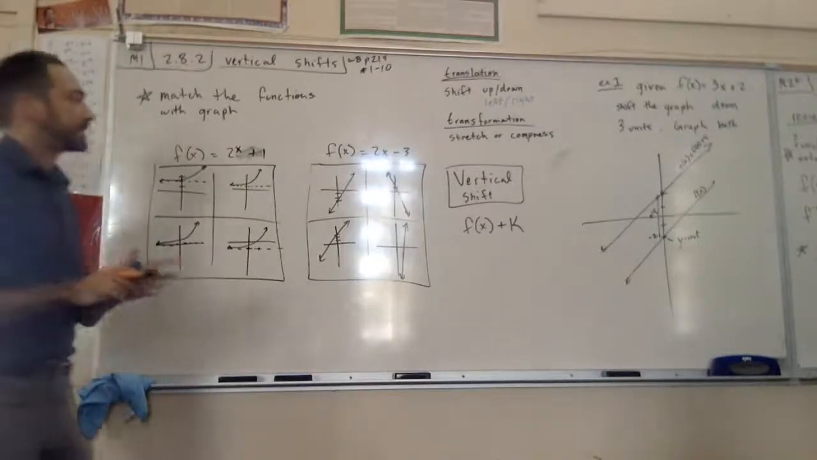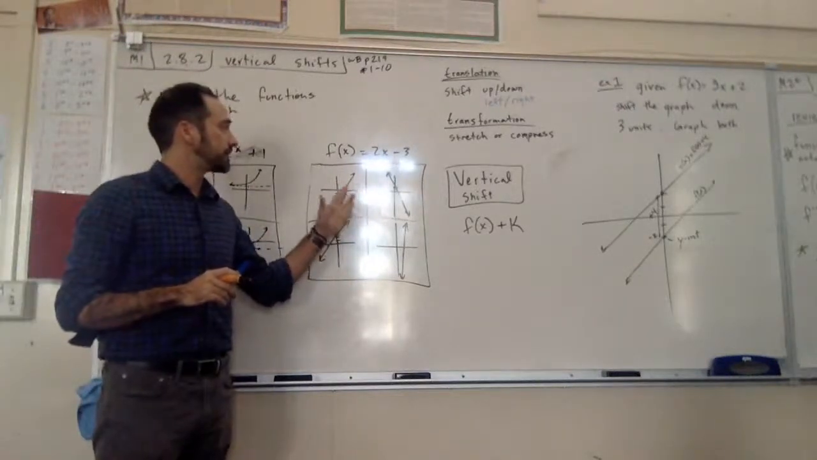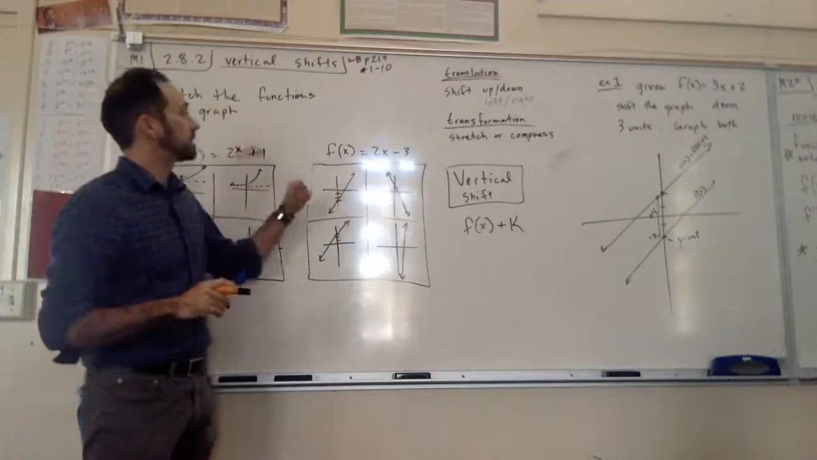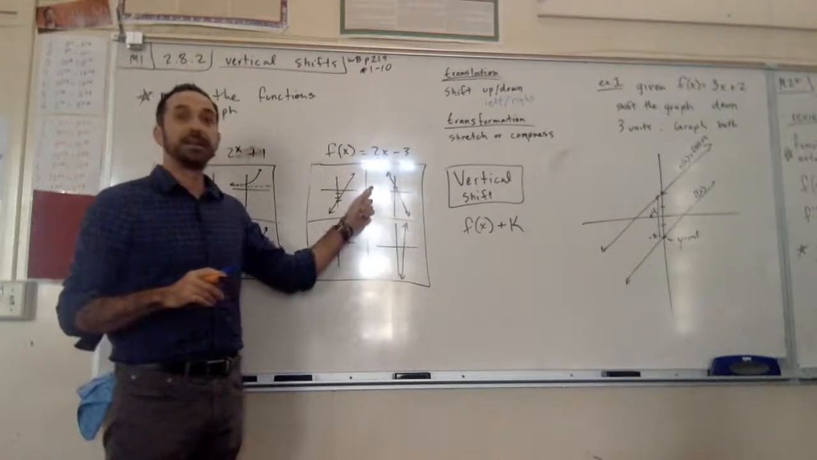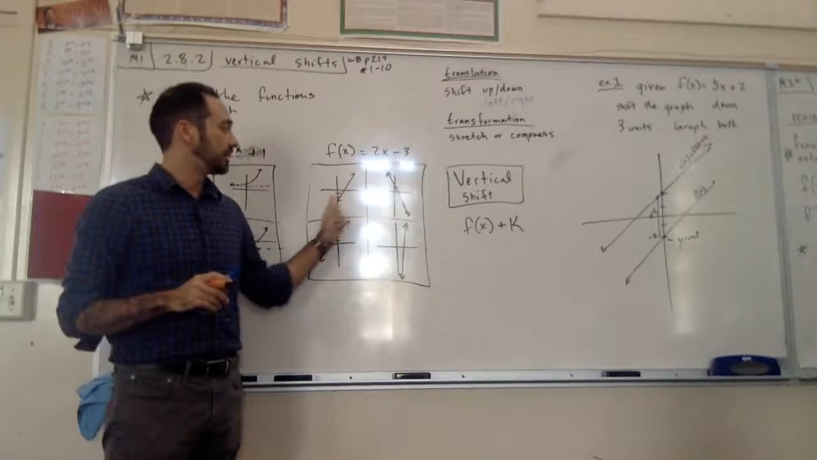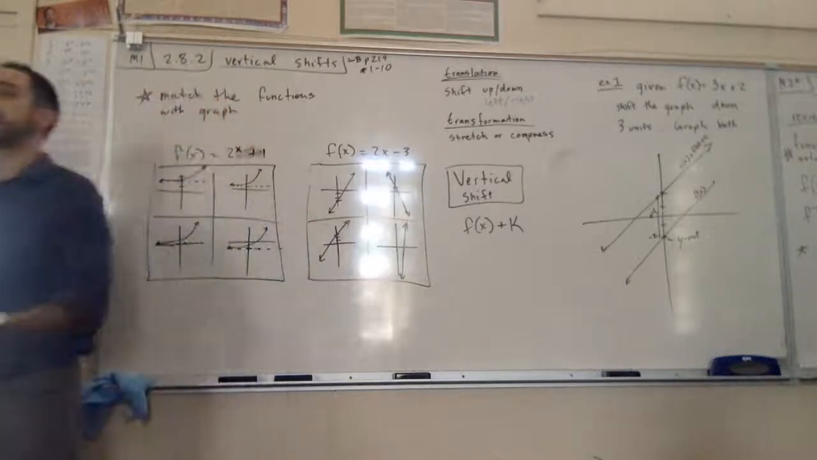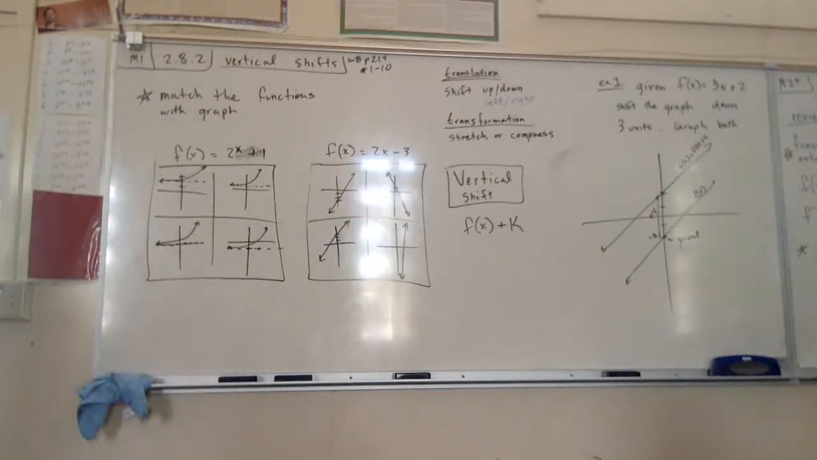Now, let's look at this one. I want you to first match the function with the graph. Let's start with linear. So which one of these graphs matches with 2x minus 3? I want you to circle it on your paper. Make a little star there that one matches.